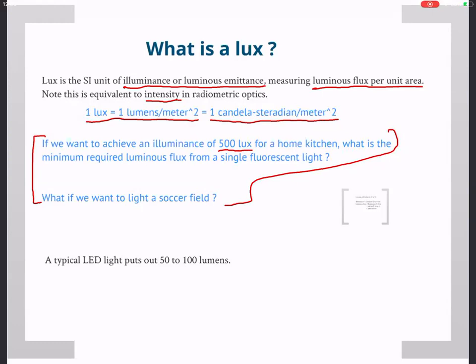And the second part of this question is, what if we want to light a soccer field? I'm going to put you in breakout rooms and let's take about a minute. And definitely try to discuss with your peers. That's the whole idea, and this is how we learn. So it's okay, you ask all the naive questions now.